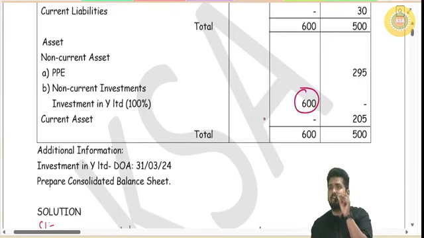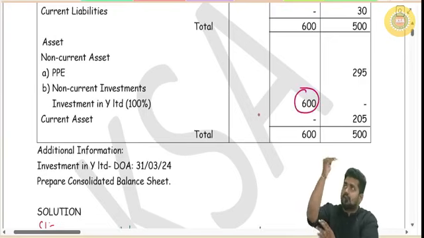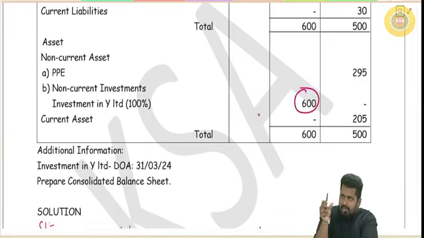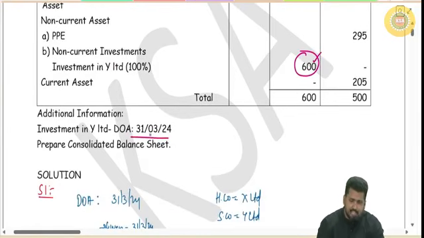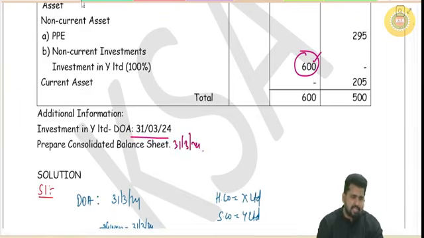How much have we invested? Investment data will be there in non-current investments. Under non-current assets, you will have one heading called non-current investment. Under that you will have the investment data. Clear? So investment made in Y Limited, how much have we invested? 600 lakhs. Correct. And the date of acquisition is 31st March 24. Prepare the consolidated financial statement on 31st March 2024. Clear? So let's start the answering part.